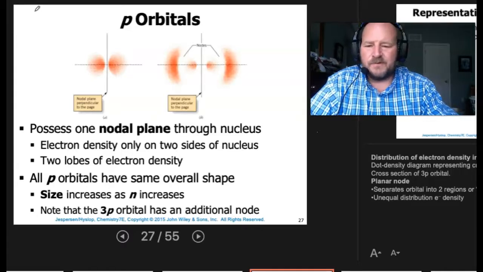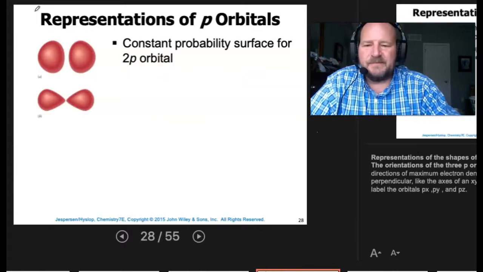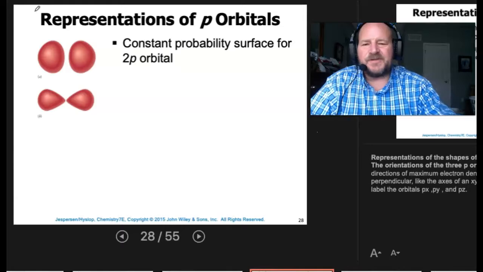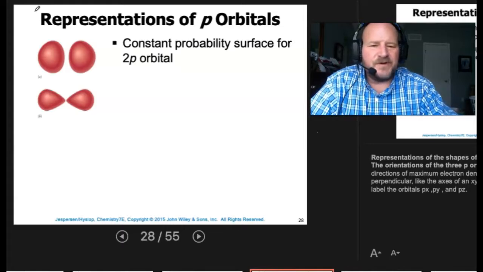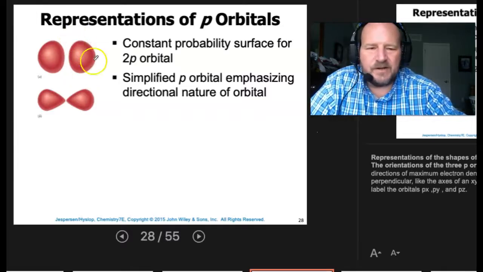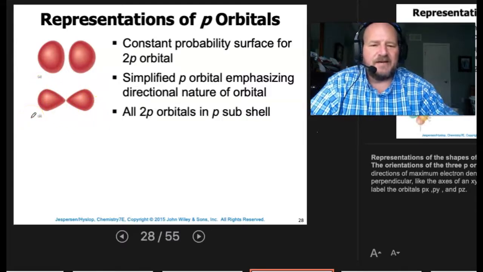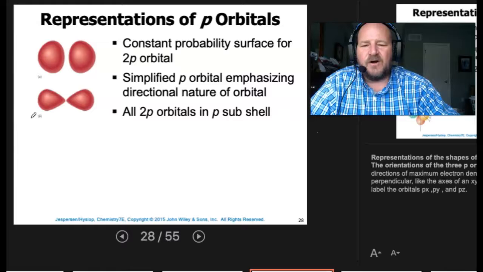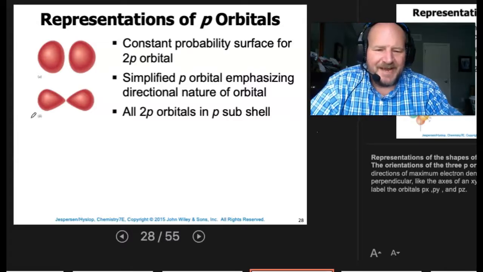So my p orbital is going to look something like that. So we have a constant probability surface for the 2p orbital. We have that node at the nucleus in both shapes. So the simplified p orbital emphasizing the directional nature of the orbital, right? So this would just be the widened lobes. And now we're saying actually no, there's going to be some repulsion there. So they're going to actually spread out as much as they can, get a little further away.